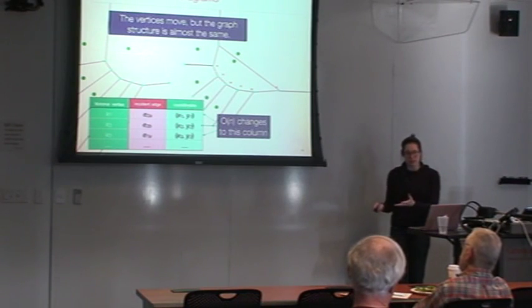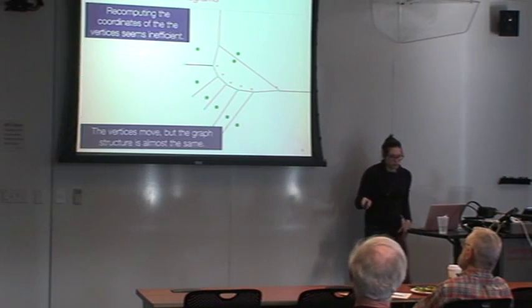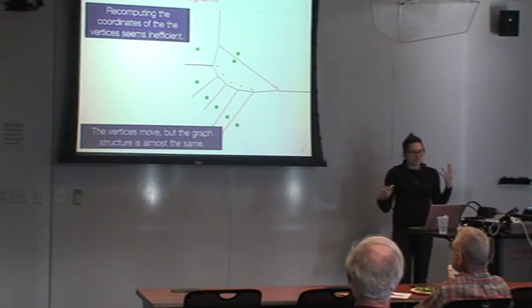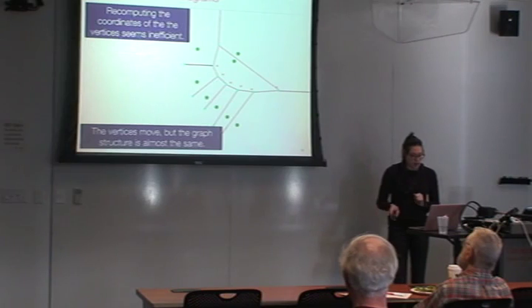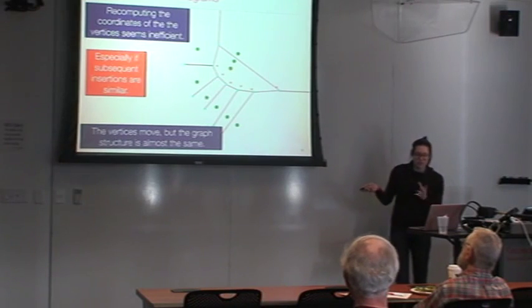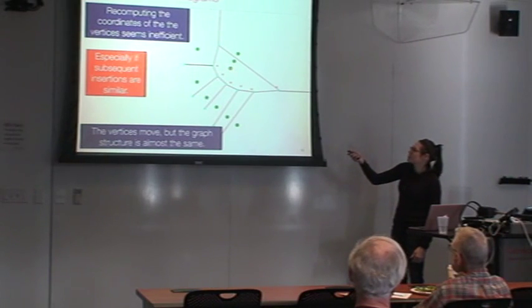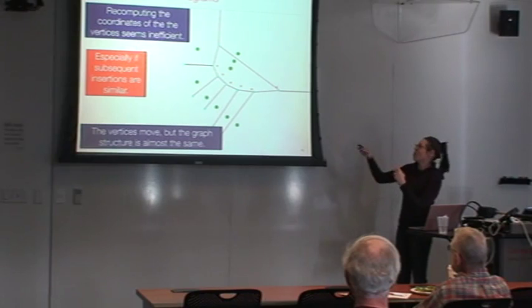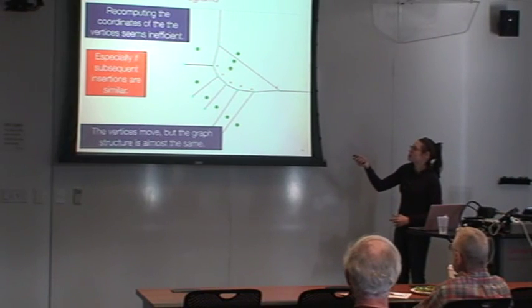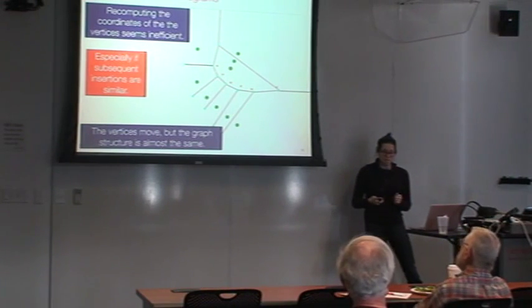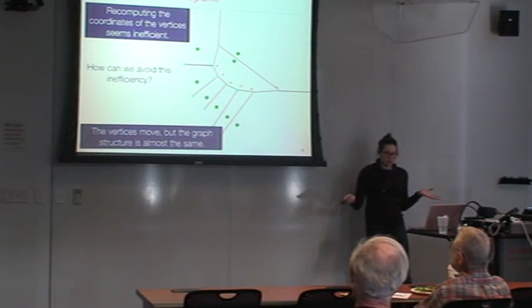So we would like to take advantage of this fact in order to possibly do better. Like I said before, recomputing the coordinates of the vertices seems inefficient in this case. And this, of course, is true, especially if we have subsequent insertions that are similar. If we continue to add points like this in a row, then we would have to keep updating all of these coordinates over and over again, and we really would only be making one change here and then dealing with maintaining all of this, even though the graph would be the same. So how can we avoid this inefficiency?